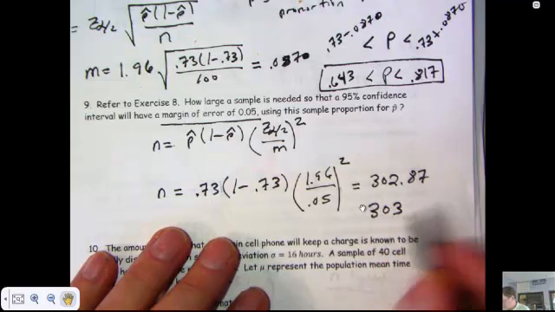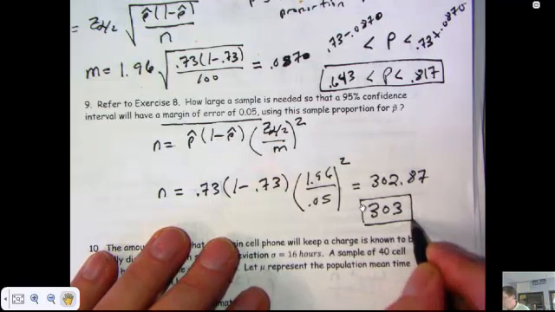Ken Smith, you have a phone call on line 1. Ken Smith, phone call line 1.